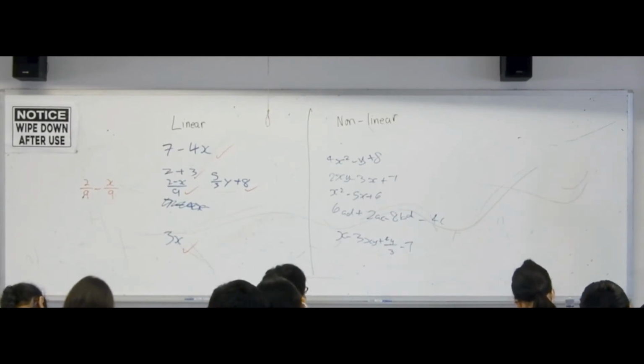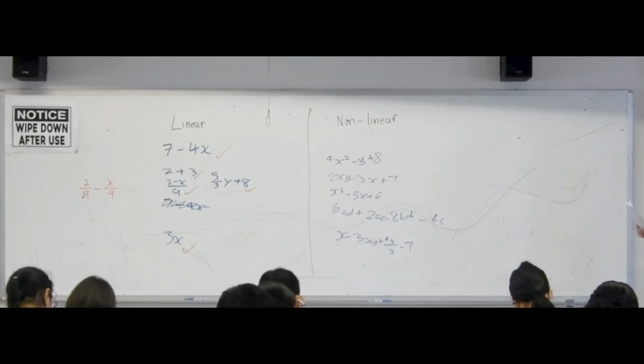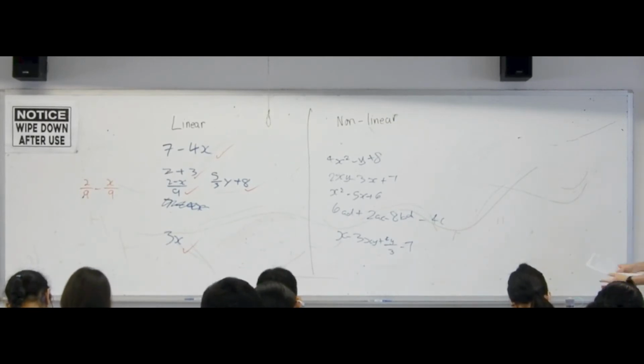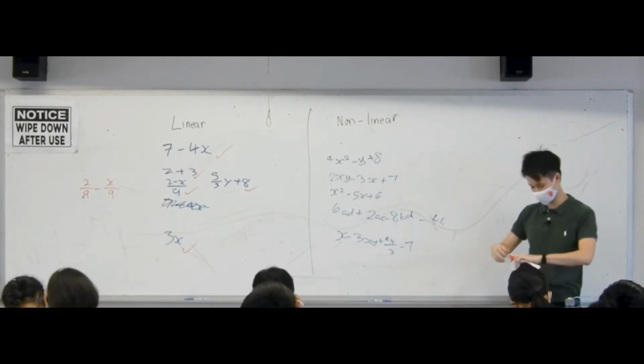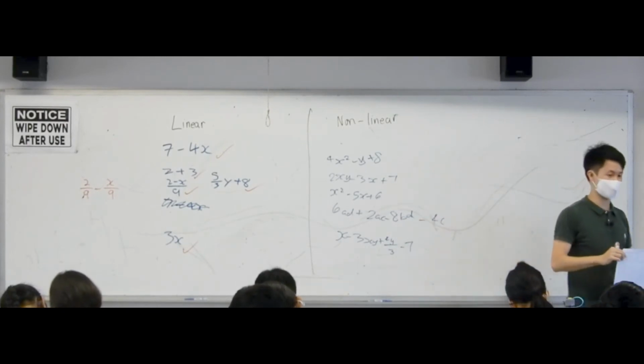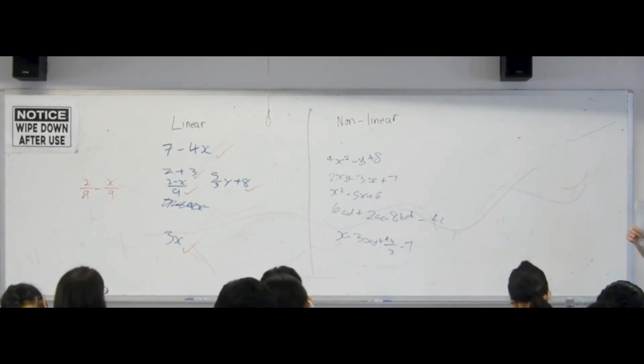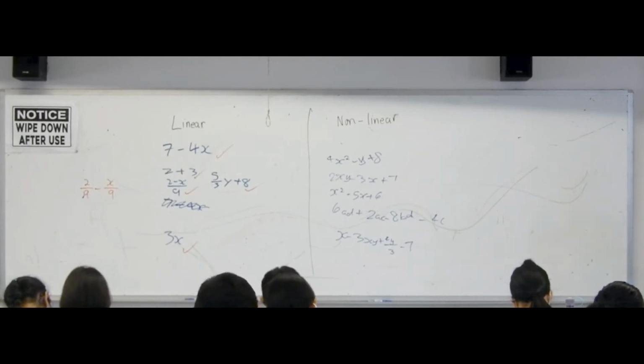Okay, as long as it is in one variable, x, y, so on and so forth. Okay, x, y, z, t, u, v, anything. Okay, so let's look at the non-linear one. Okay, 4x squared minus y plus 8. Okay, this does not satisfy the linear equations.